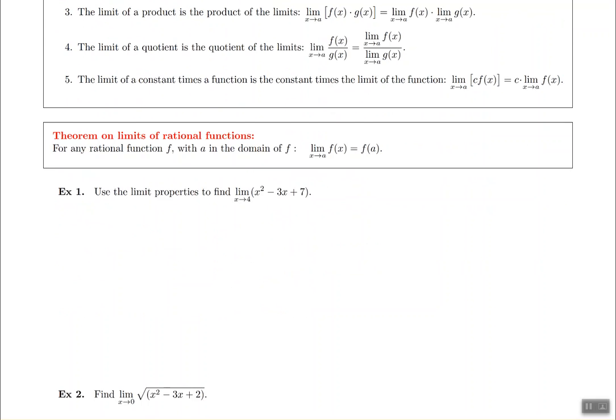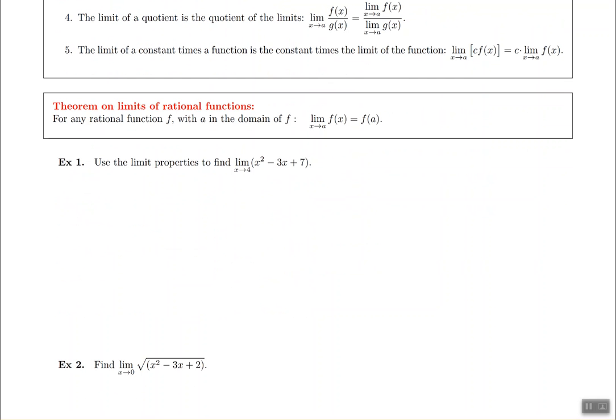The next theorem basically says that the limit of a rational function is the function with the number a plugged in. So for example, if I was to ask you, what's the limit as x approaches 3 of x squared plus 5 divided by x? Since the inside is a rational function, the rule basically says just replace the x's with the number that you have in the limit. In this case, the number is 3, and just evaluate the value there, and you're basically finished.